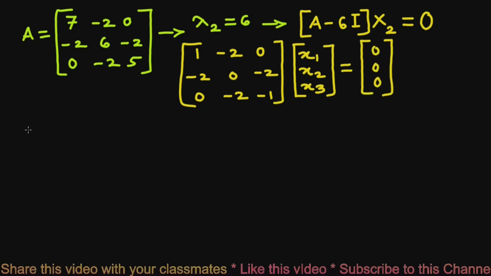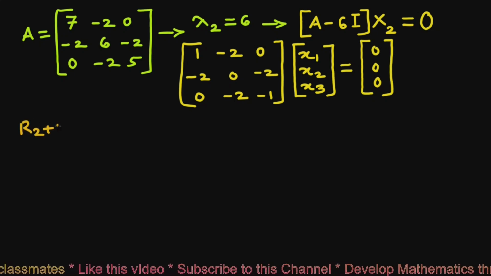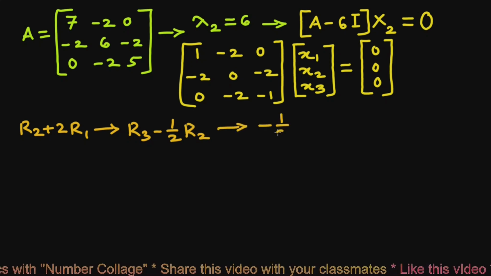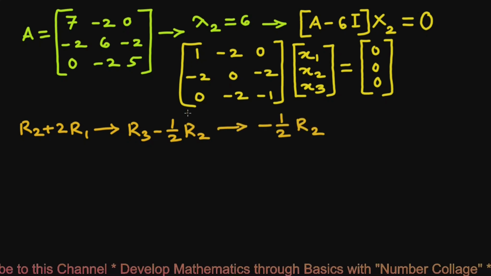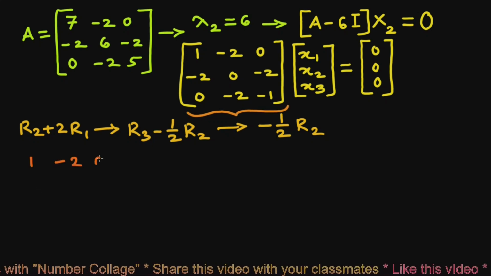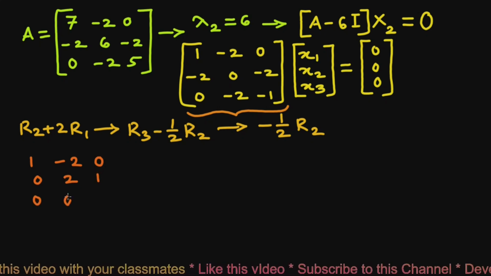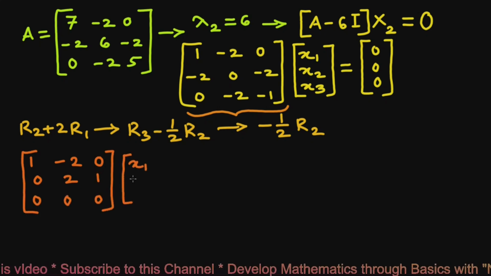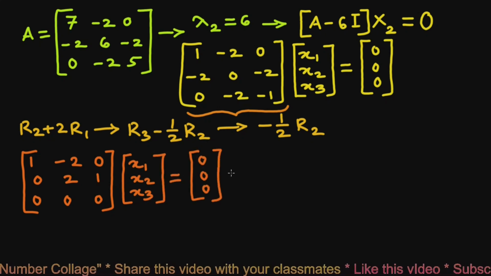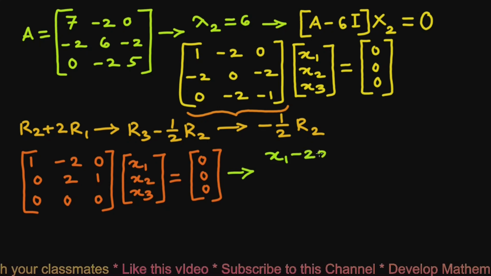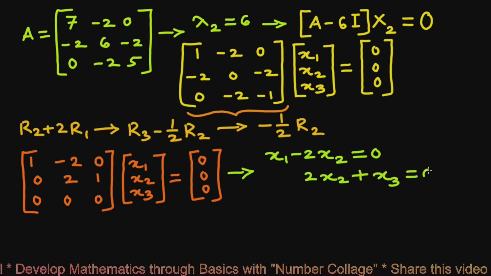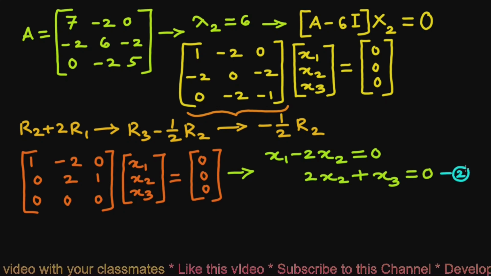Now by successive row transformations R2 plus 2 R1, then R3 minus half R2, and finally minus half R3, we get the row echelon form of this coefficient matrix as [1 -2 0; 0 2 1; 0 0 0] multiplied by [x1 x2 x3] equals [0 0 0]. Matrix multiplication gives us x1 minus 2x2 equals 0, 2x2 plus x3 equals 0. This second equation is an equation in two variables.